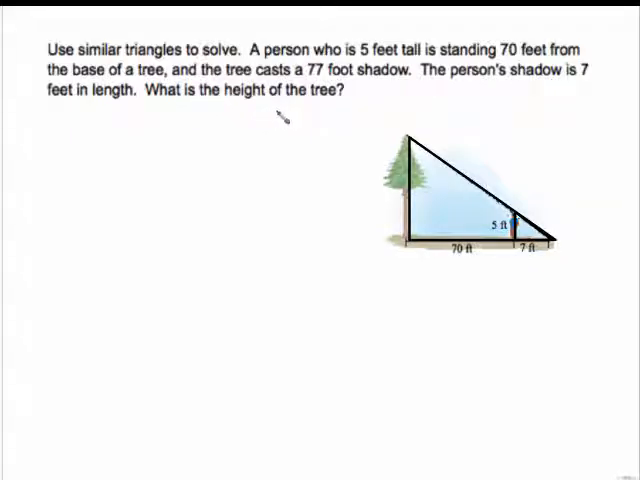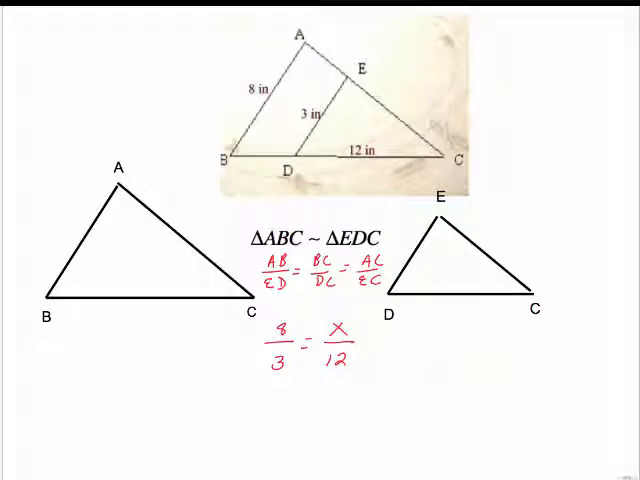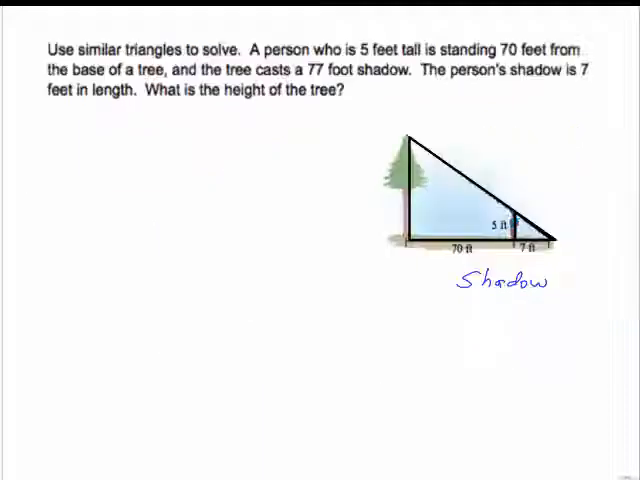This asks us to use similar triangles to solve. We have a person who's 5 feet tall, standing 70 feet from the base of a tree, and the tree casts a 70-foot shadow. The shadow is always along the ground. That's where the shadow is. What is the height of the tree? We actually have similar triangles here because this is like this problem right here with our parallel sides.